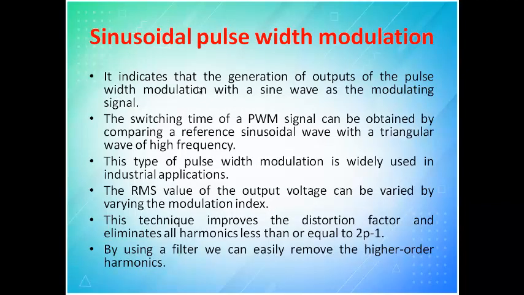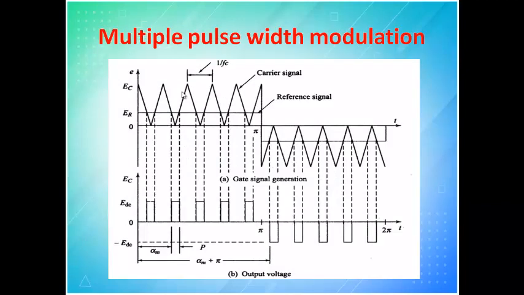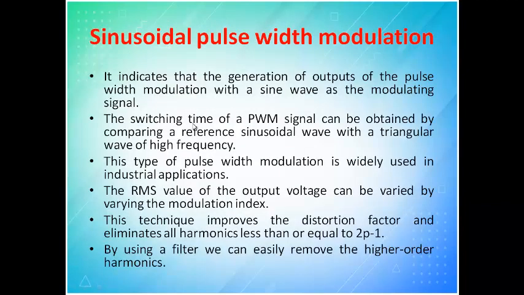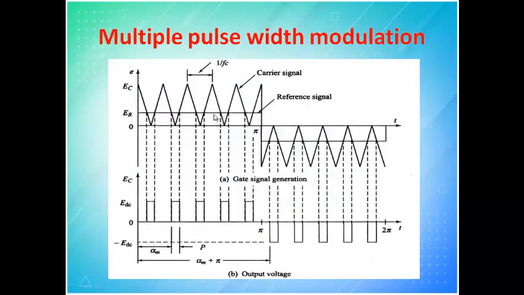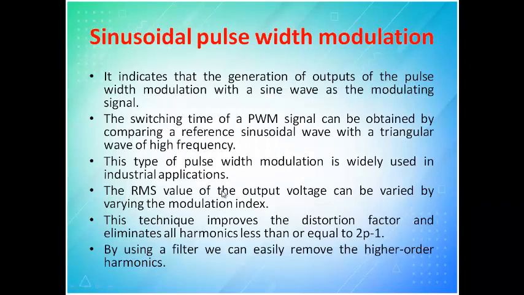This indicates the generation of output of pulse width modulation with the sine wave as a modulating signal. The switching time of the PWM signal can be obtained by comparing a reference sinusoidal wave. So here we are taking the reference as sinusoidal. So here you can see the reference was only a DC, whereas here the reference I am going to take as sinusoidal. So what will be the carrier? Carrier, there won't be any change. Carrier will be your triangle with high frequency.